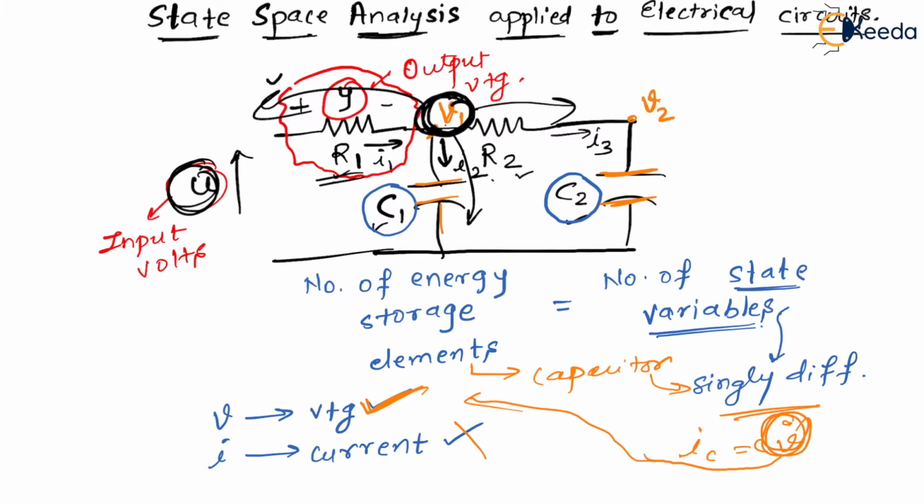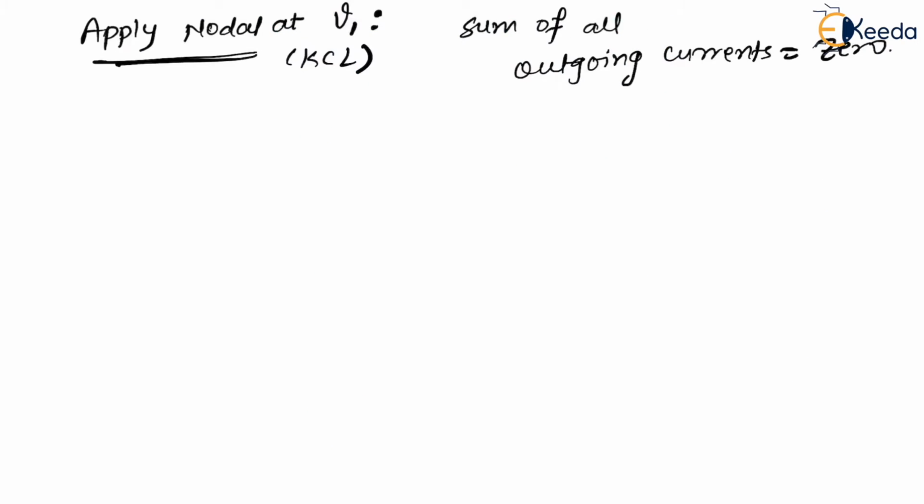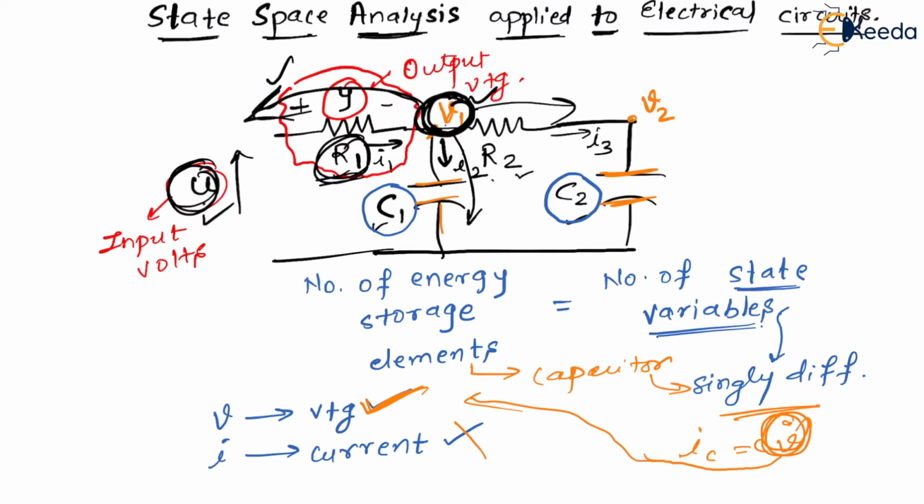So how much is this current? That is going to be V1 minus U divided by R1. Am I right? Yes. Now plus, because it is the sum of all the outgoing currents, so the plus sign is taken. Now let us think of this one. How much is this current? This current is given to be I2.